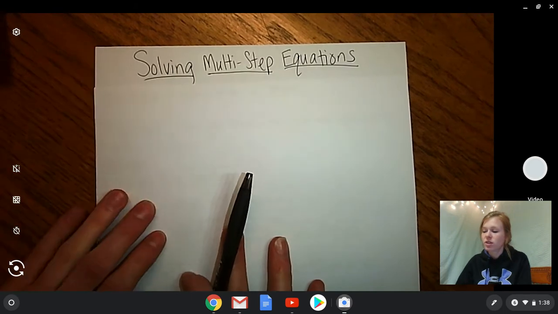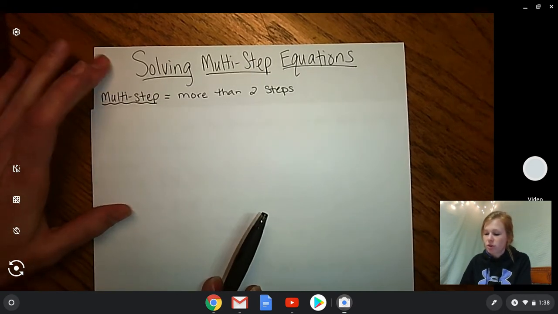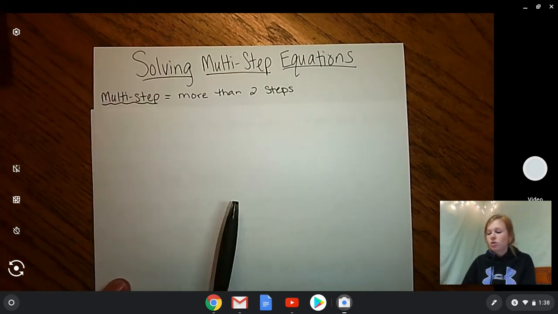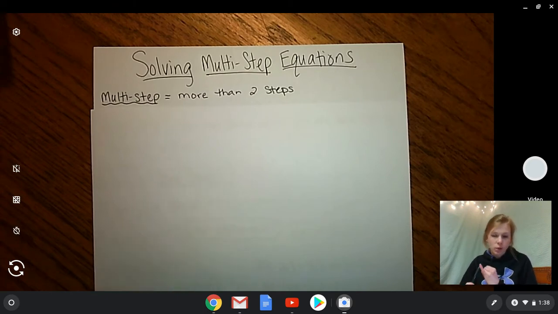With this, you need to understand what the word multi-step means. So we have solved one-step equations and two-step equations. Now we're on to multi-step equations. So what this means is it's more than two steps. So if you're given an assignment over solving multi-step equations and you only did two steps to get your answer, odds are something might be incorrect and you should double check. It should take you more than two steps in order to get an answer.